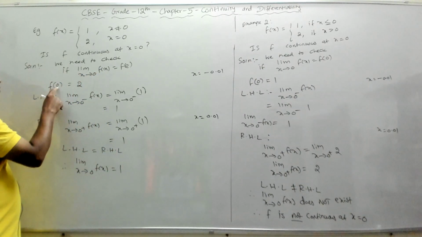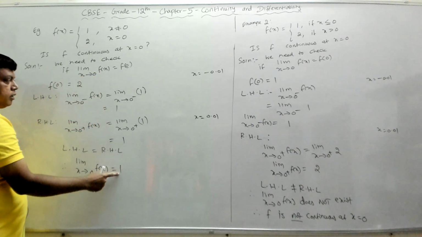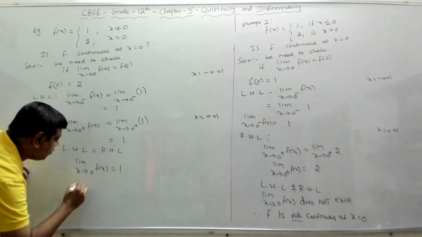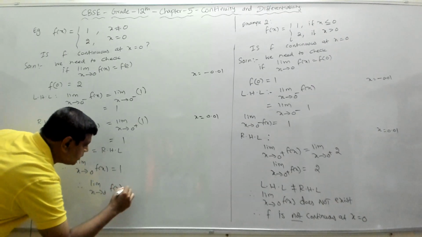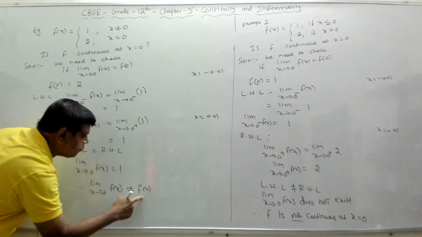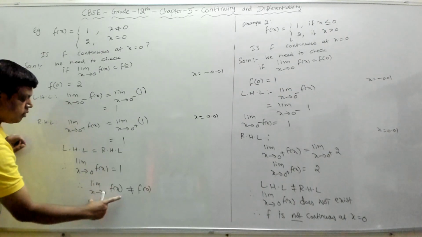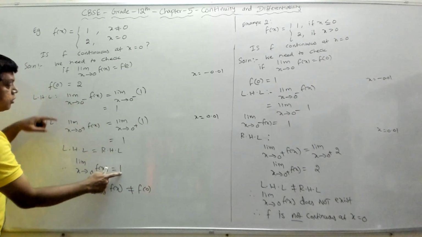Limit x goes to 0 f of x is 1, but f of 0 is 2. They are not matching. This value is 1, this value is 2. So we will say therefore limit x goes to 0 f of x is not equal to f of 0, because f of 0 is 2. This value is 1, this value is 2, so 1 is not equal to 2. These two are not equal.